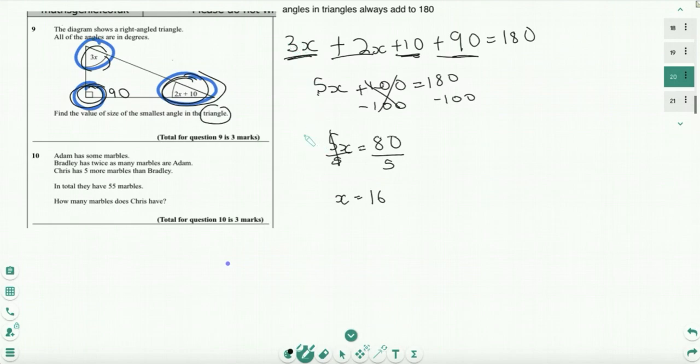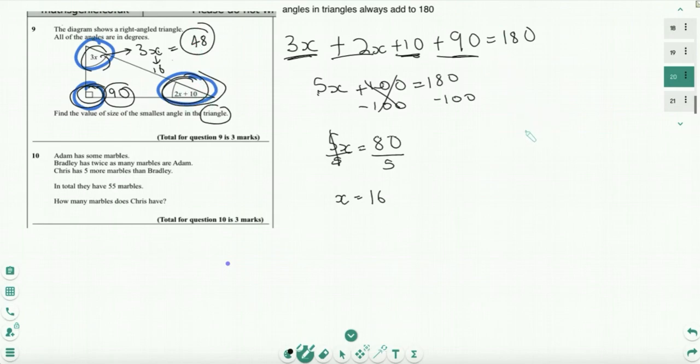So now, we have to find the size of the smallest angle. Well, we know this angle is already 90. This angle is 3x. And now we know x is 16. So I can replace this x with 16. So 3x means 3 times x. So we're going to do 3 times 16, which is 48. So that angle is 48.